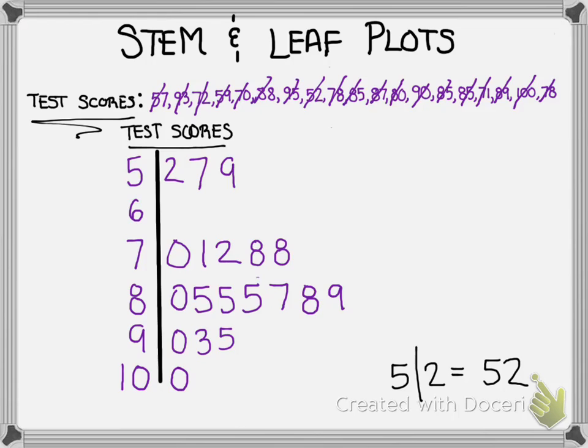So that's about it today for stem and leaf plots. I hope this helped you understand them a little bit better.